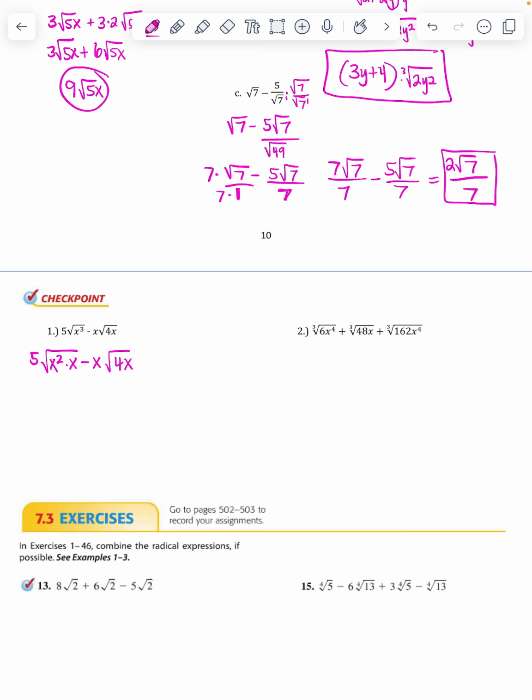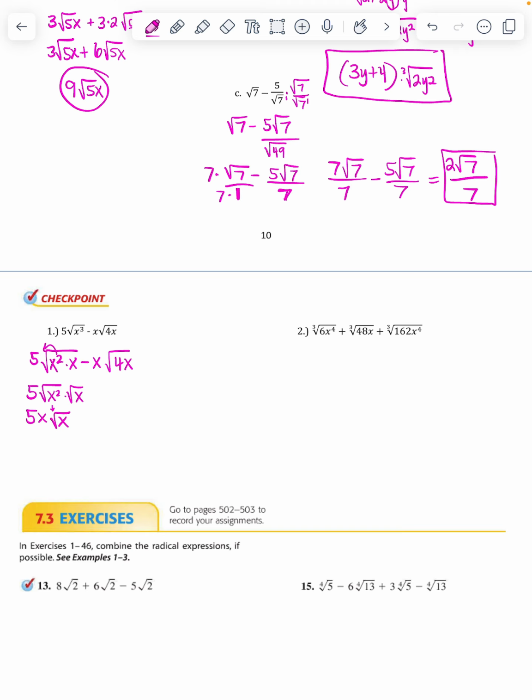And now simplify. So the square root of x squared really just equals x. And if you're confused with that and not sure how to go about it, you can always break up your radicals like this. The square root of x squared times x is the same thing as the square root of x squared times the square root of x. If that's helpful for you to simplify this part of it, then definitely do that. The first one will simplify to be 5x times the square root of x.